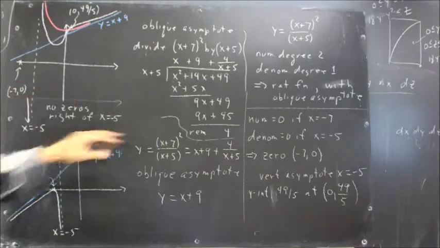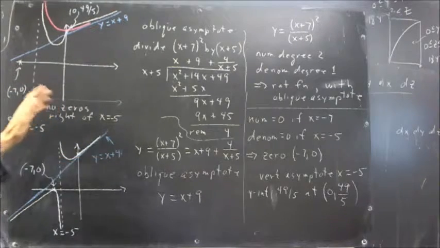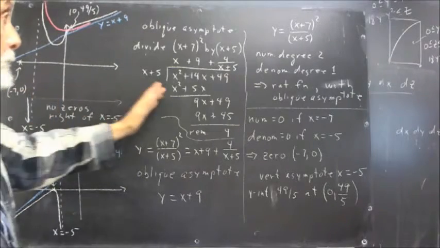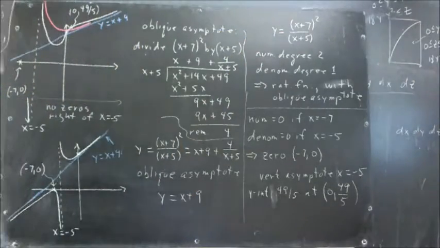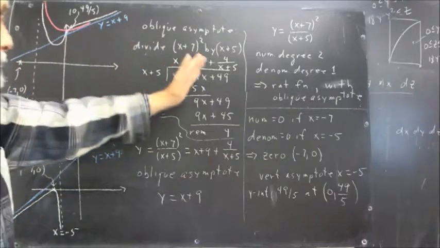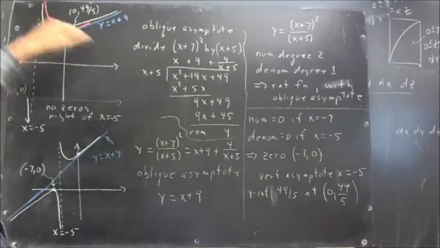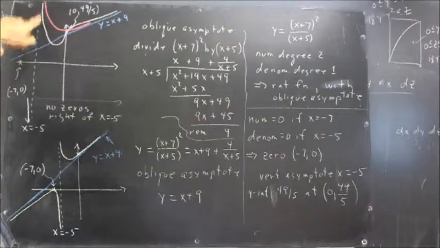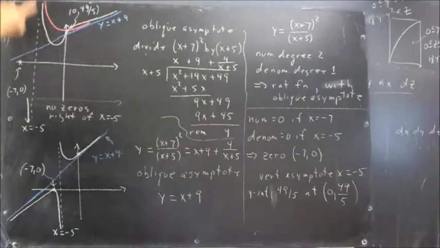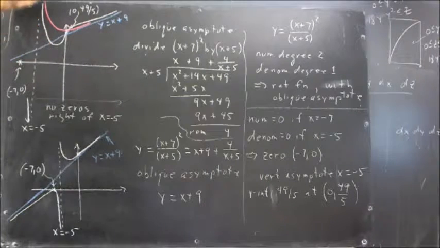Knowing that to the right of x equals negative 5, the denominator is positive, and that the numerator is always positive, being a square, the function has to remain positive all the way to the right of here. Since it's positive here, that means it's got to be positive here. Okay, it's got to come down from a positive asymptote. It's got to approach infinity in the positive direction.